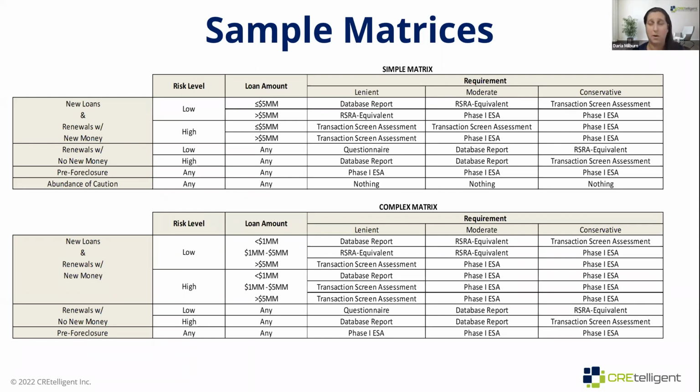So if you don't want to require Phase 1s on everything, what level of information do you feel you need to make an informed decision? It's all about your informed decisions.